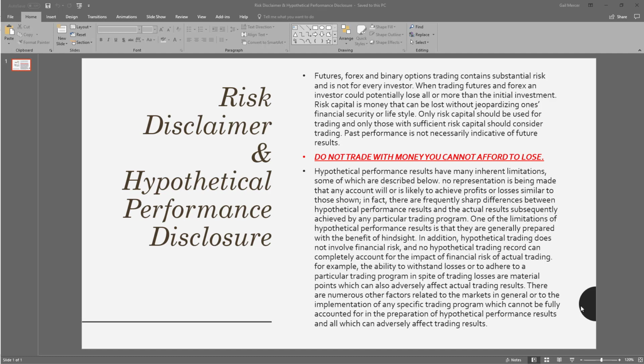Basically, anytime you are trading, there is a potential for losses, okay? So what you want to do is make sure that you are not trading with money you cannot afford to lose, okay? That is above all.